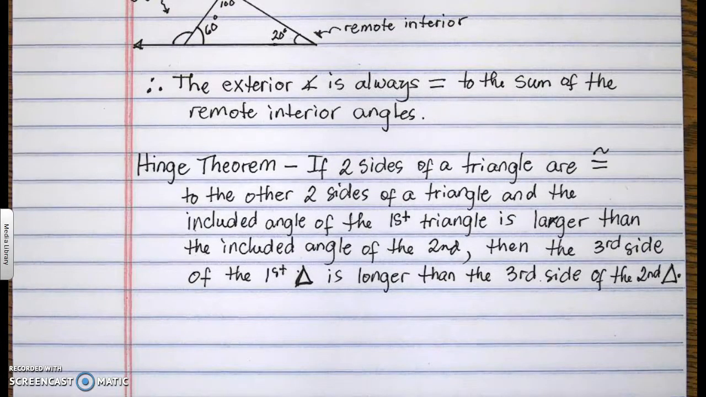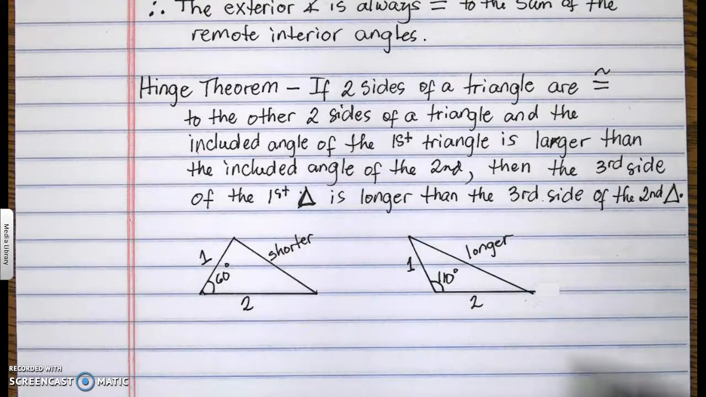Now we go to the next theorem, which is the hinge theorem. The hinge theorem states that if two sides of a triangle are congruent to the other two sides of a triangle, and the included angle of the first triangle is larger than the included angle of the second triangle, then the third side of the first triangle is longer than the third side of the second triangle.